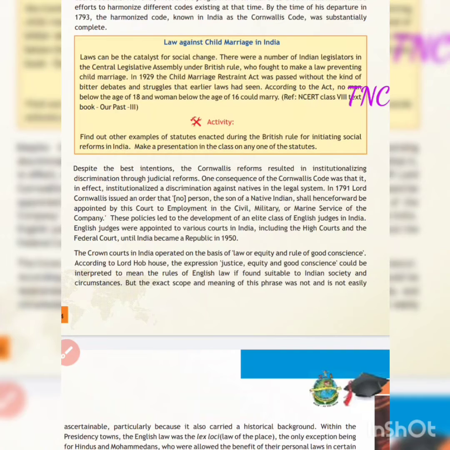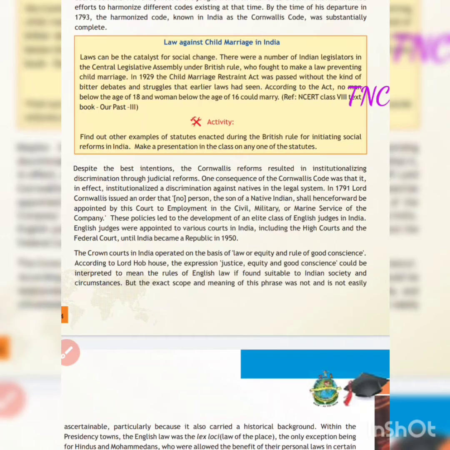These policies led to the development of an elite class of English judges in India. Since there were no more Indian judges in the courts established for Indian society, and no employment of Indians in the civil, military, or marine sectors of the company, there were only English judges sitting over there. Now you see that there was a sort of discrimination. So we say that there was an elite class of English judges.